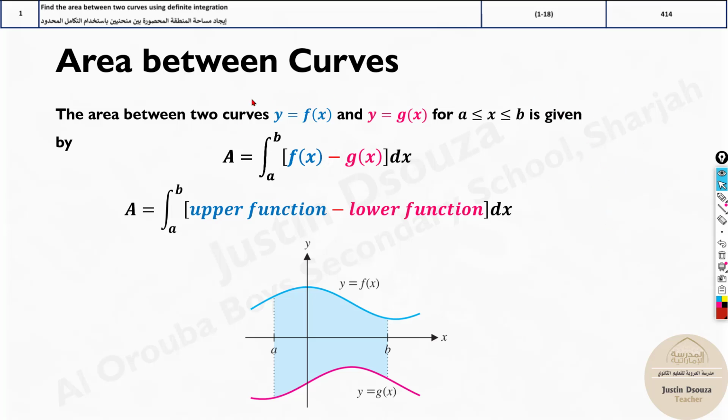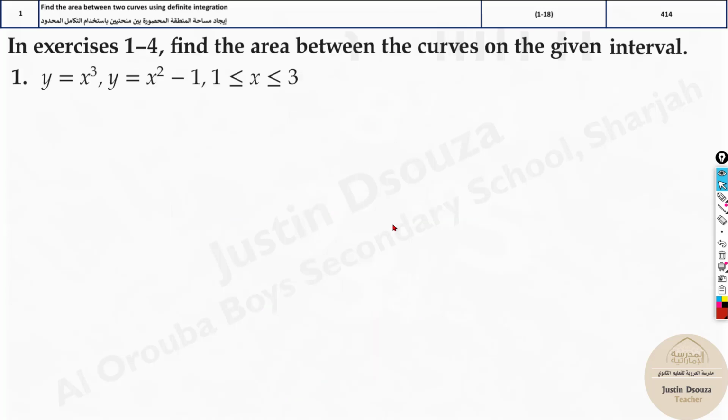Now the first problem uses this formula. It uses the limits, integral with the limits a to b, upper function minus the lower function. Now even if you do not know which is upper and lower, you can find it out as long as the limits and the functions are known. Let's look into this problem here.